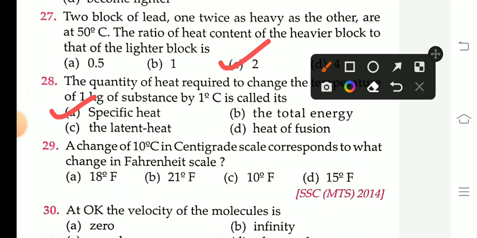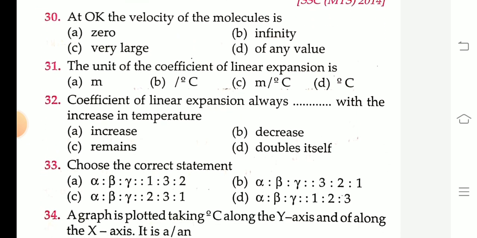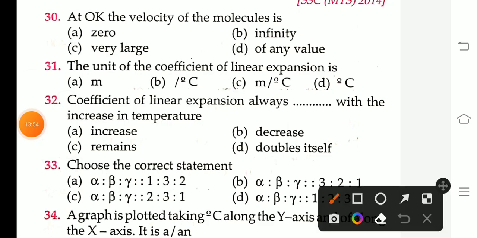A change of 10 degrees Celsius in centigrade scale corresponds to what change in Fahrenheit scale? Right answer option A, 18 degree Fahrenheit. Next, at 0 Kelvin, the velocity of the molecules is 0.